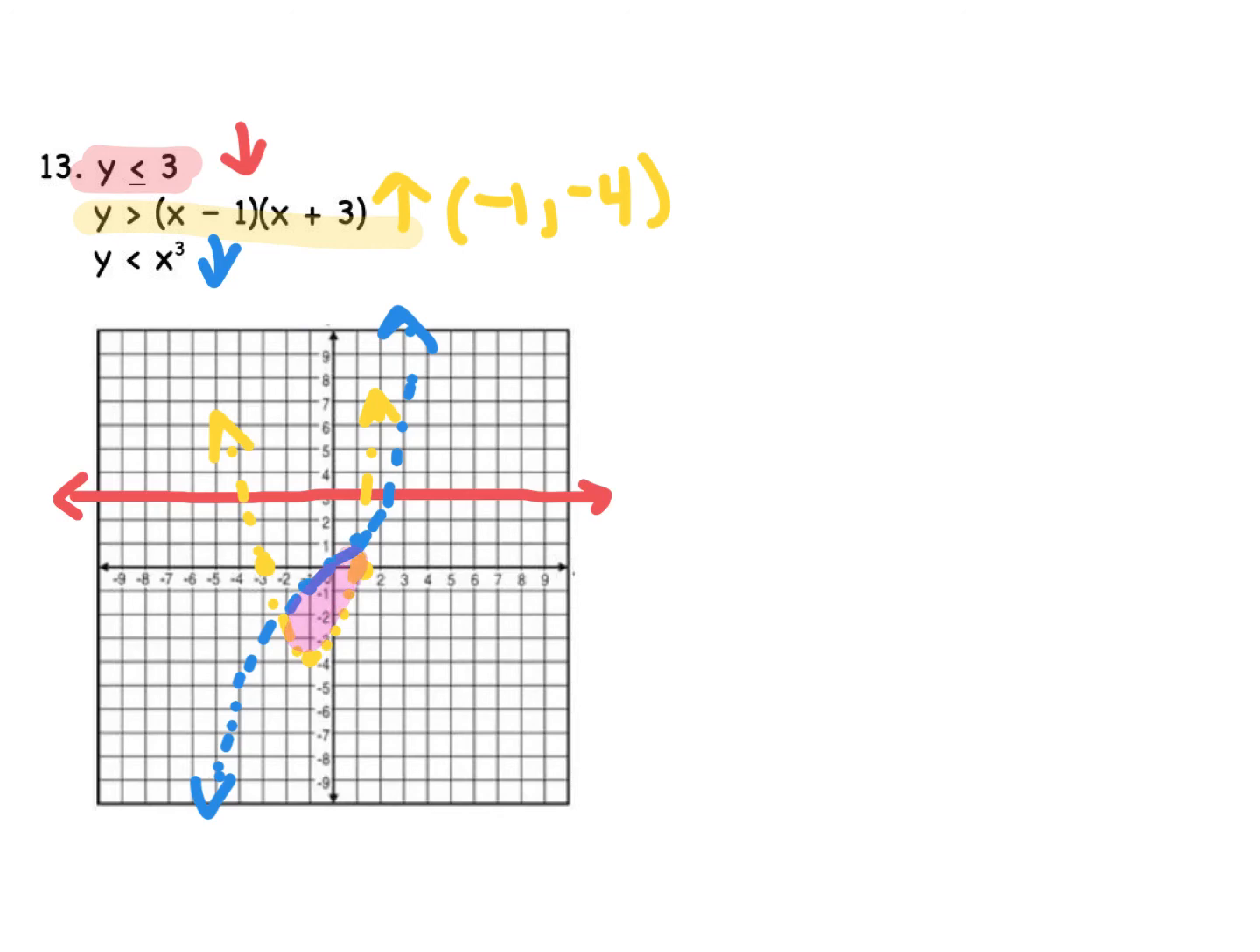So, we need to name 3 ordered pairs, and they need to be in that shaded region. They cannot be on one of the curves, so it looks like (-1, -2), (0, -1), and (0, -2).